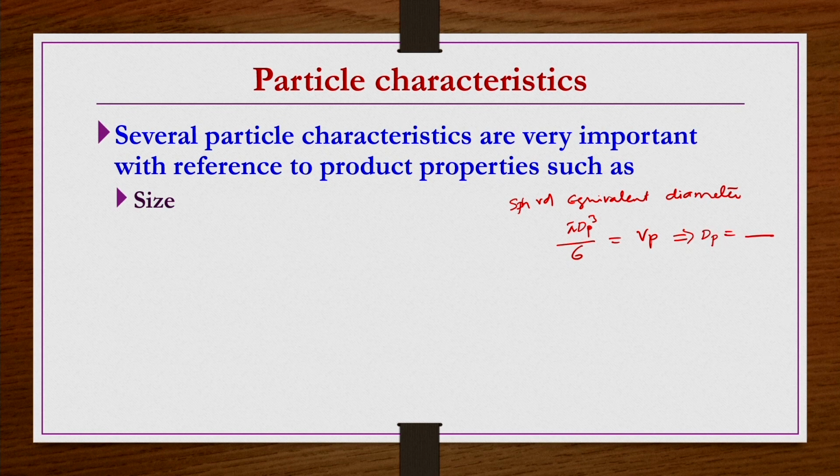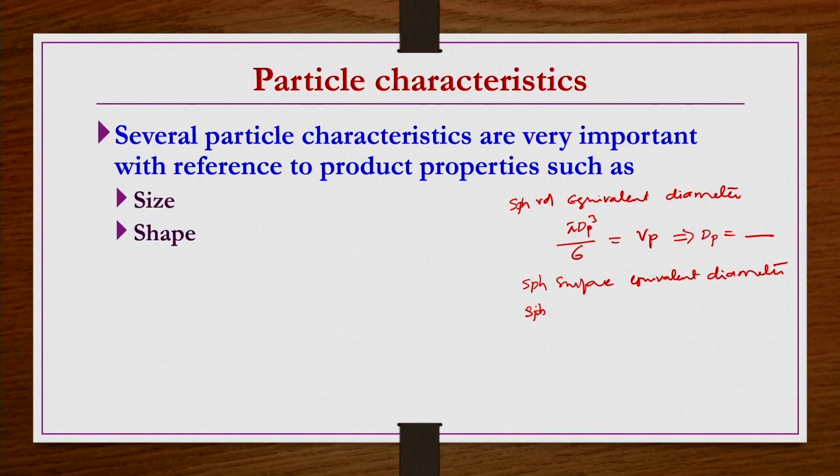Likewise, we also had a sphere surface equivalent diameter, where we measured the surface area of the particle and then equated that to a spherical particle whose surface area is the same as the surface area of the irregular particle. Whatever dp we get from there is again the equivalent or nominal diameter, but that is the sphere surface equivalent diameter. Likewise, we can have a sphere surface to volume ratio equivalent diameter, which we have also seen.